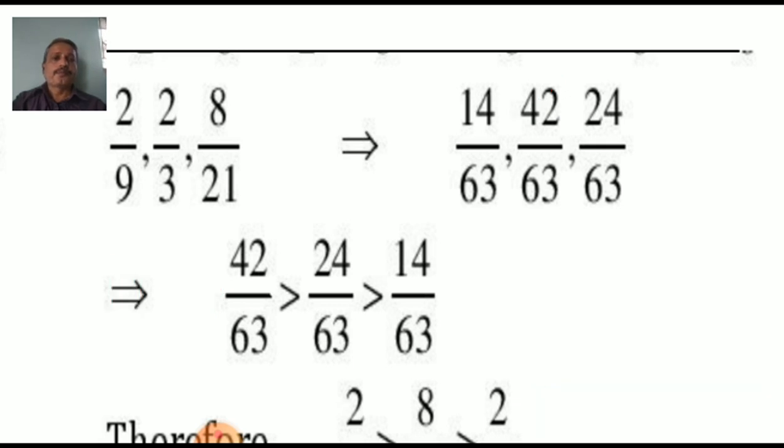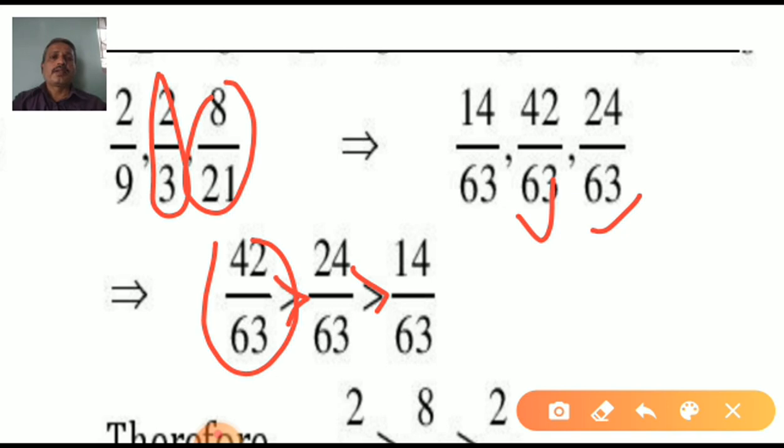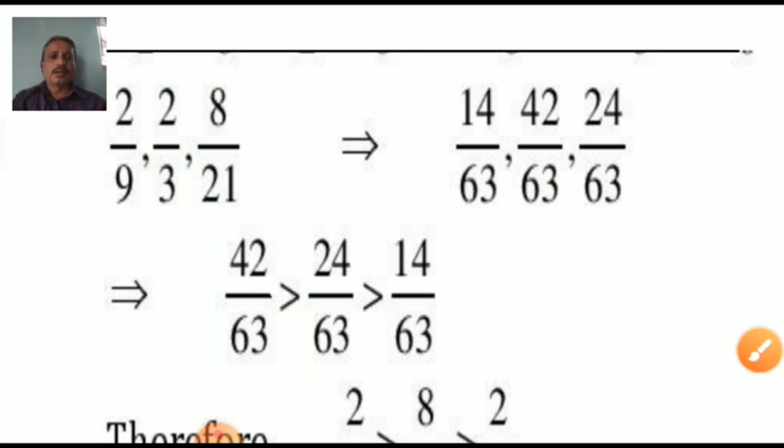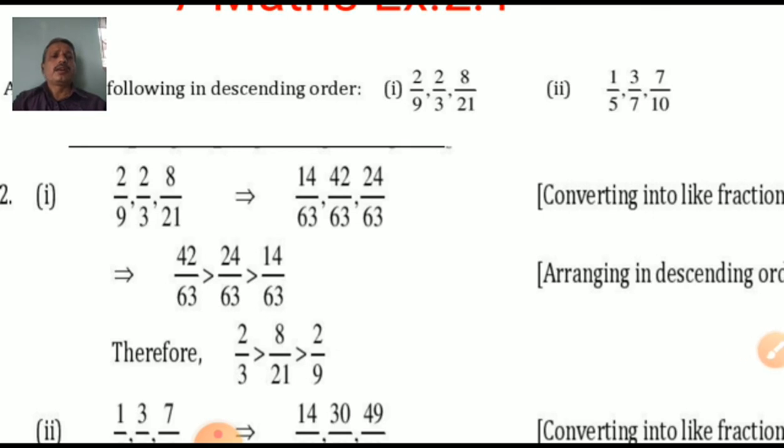One more. 42 is greater than 24. Isn't it? This is the sign of greater than. Okay, this number is bigger. So which is the bigger one? The second number, which means 2 upon 3. Then after that the third number, and the first will become the last one. Therefore, we can arrange them in descending order.